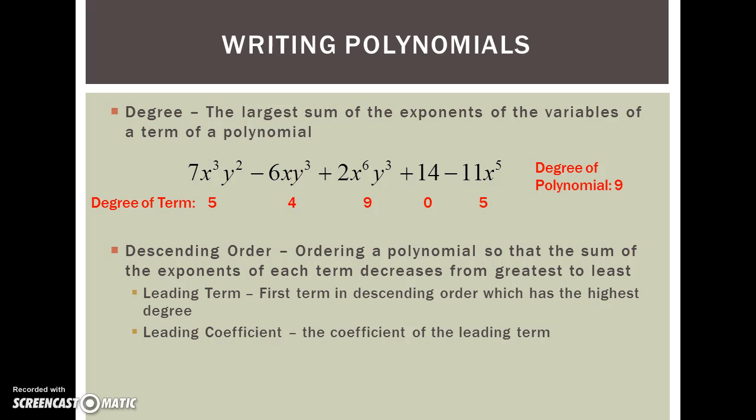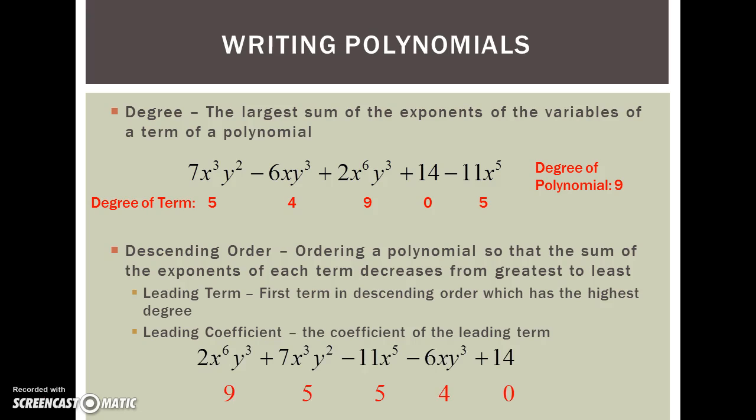When we write polynomials then, we want to write them in descending order, meaning ordering a polynomial so that the sum of the exponents of each term decreases from greatest to least. A couple of other definitions that go with that before we look at it is the leading term, which is the first term in descending order, which has the highest degree. And then the leading coefficient is the coefficient of the leading term. So it's the first term after we've written them in order from greatest to least, based on their degree.